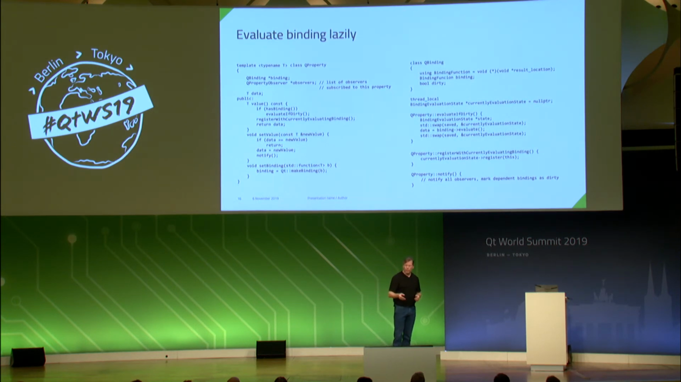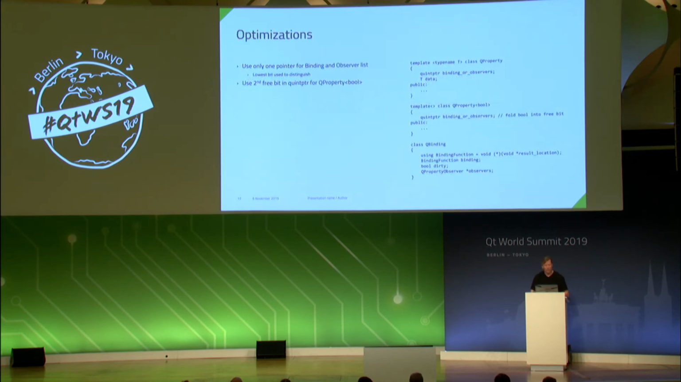And what we do then, when we call that register with currently evaluating binding in the value getter, is check the thread local evaluation state. If one is defined, then we register our value and our own property there. On notify, we notify all the observers. That's usually a linked list or something like that, and they can mark their dependent bindings as dirty. So that's the basic idea behind this. As said, the code in itself has a lot more details.